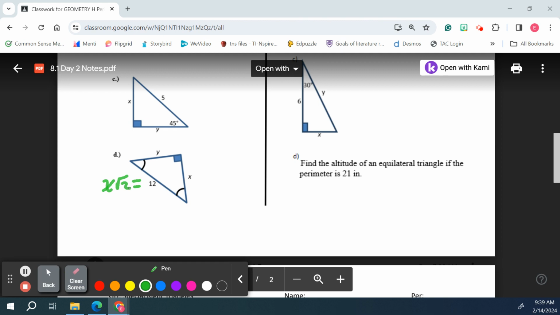Divide both sides by 12? Yeah, very good. All right, so I'm going to divide both sides by the square root of 2 on each side. This leaves me with x equals 12 over the square root of 2. What comes next, Leanne?